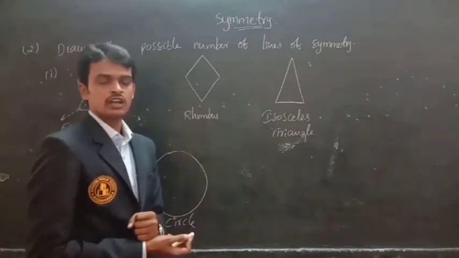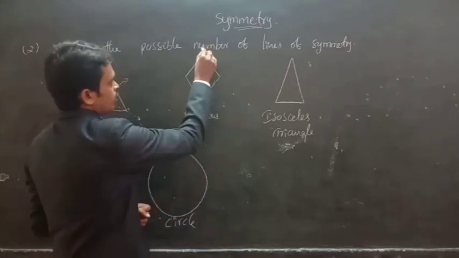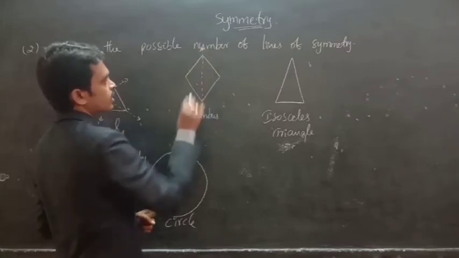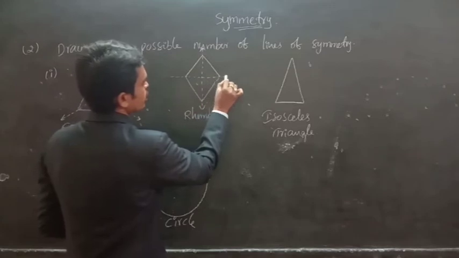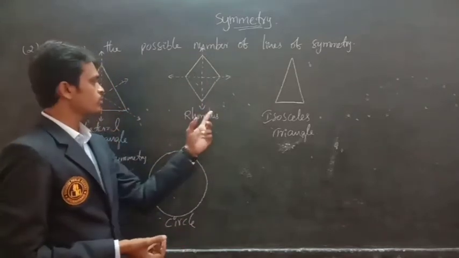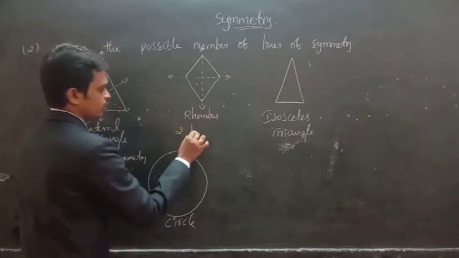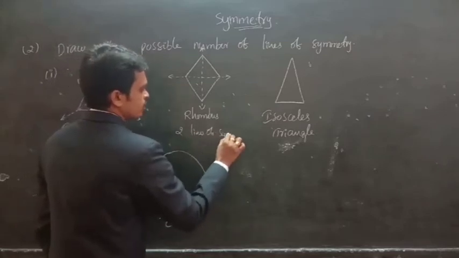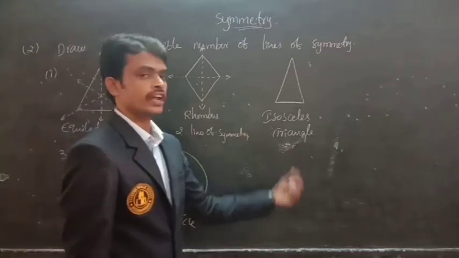Now the rhombus. In a rhombus all sides are equal. Here we can divide the rhombus vertically into 2 equal figures, and horizontally also we can divide it into 2 equal parts. So the rhombus has 2 lines of symmetry.